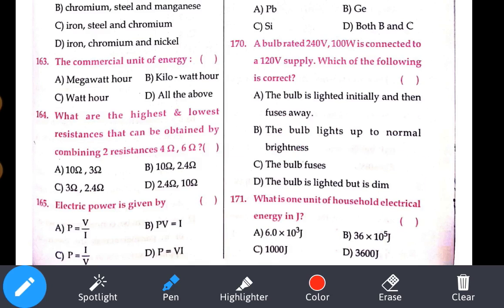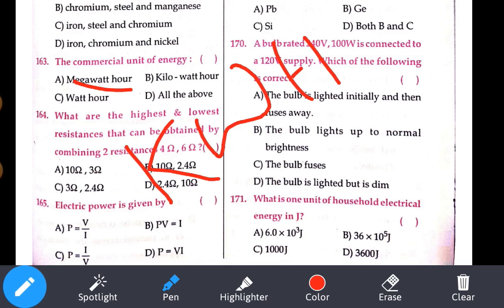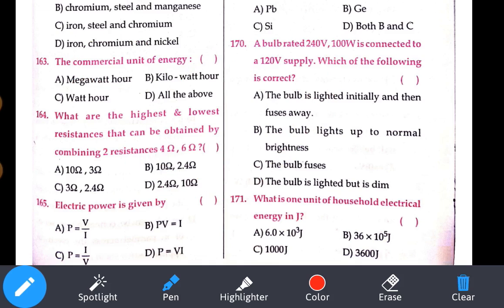Okay, the commercial unit of energy. We already know that energy is measured in kilowatt hour. The commercial unit is what comes in your houses and industries in the electricity bill. If you observe, it will come in the form of units. So 1 unit is equal to 1 kilowatt hour.